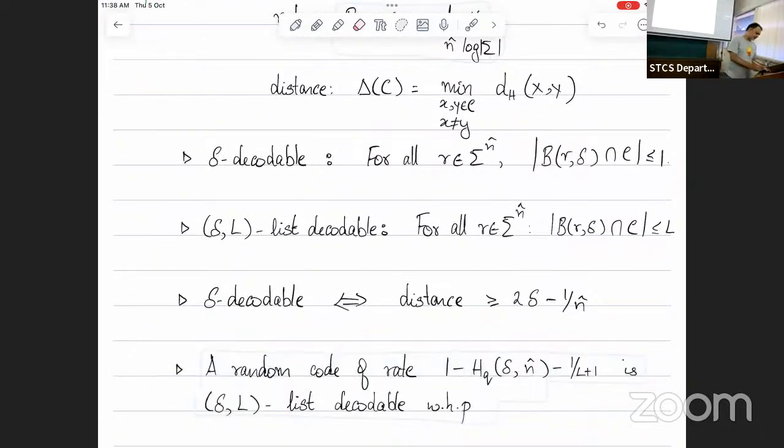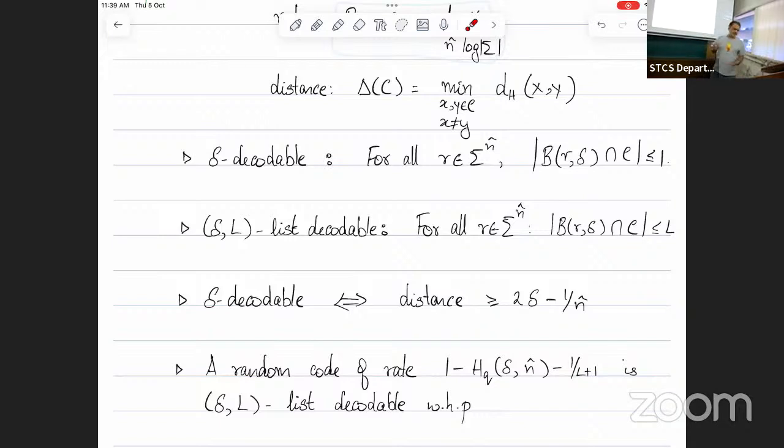And something that we saw last time, which was to somehow justify the fact that list decodable codes are pseudo-random objects, was that if you pick a code of rate 1 minus H_q of delta, this H_q is basically the exponent for the ball size. It's related to the entropy function in the limit, but the actual function is not relevant. It basically tries to capture how large a Hamming ball is in this world. If you pick a random code of rate a little smaller than this, it will actually be (delta, L) list decodable with very high probability.